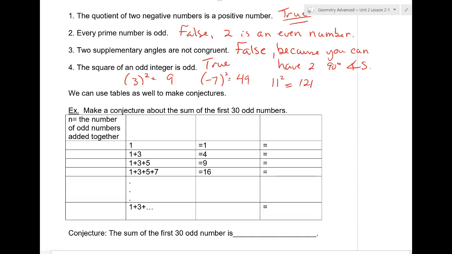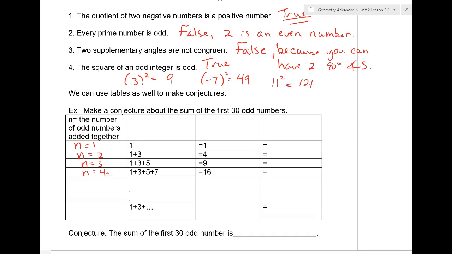So, actually, we're going to use these columns to help us figure it out, okay? And we're only going to do the first 4 of these. I'm going to define a variable. I'm going to let n equal the number of odd numbers added together. So in this one, n is going to equal 1. This means n is going to equal 2, because I'm going to use 2 odd numbers, right? n is going to equal 3, and n is going to equal 4. All right, so I'm going to show what I do here. 1 in itself is going to equal what? 1. 1 plus 3 is going to equal 4. 1 plus 3 plus 5 is equal to 9. 1 plus 3 plus 5 plus 7 is equal to 16.